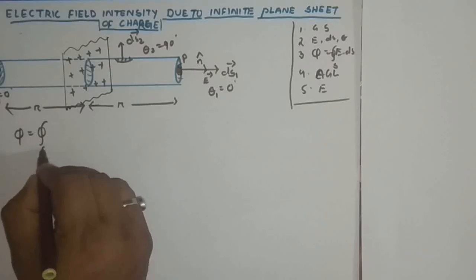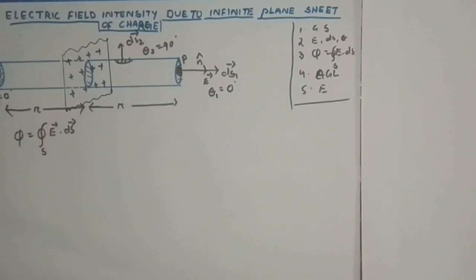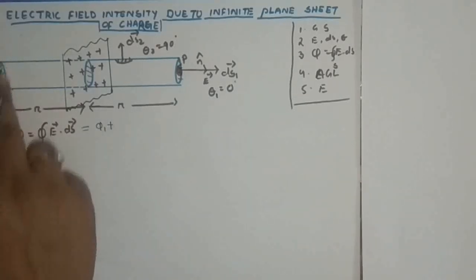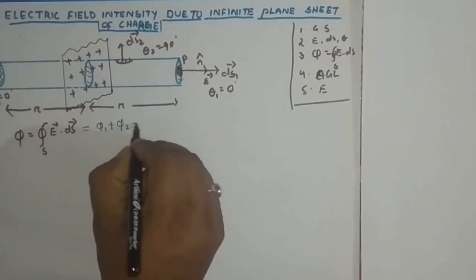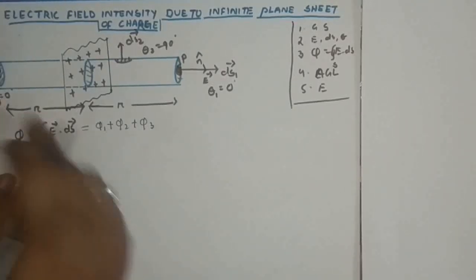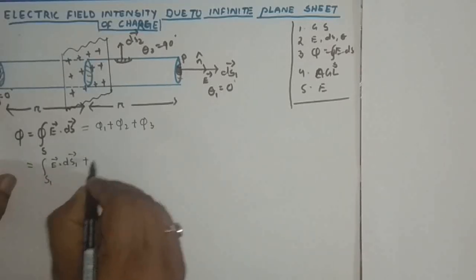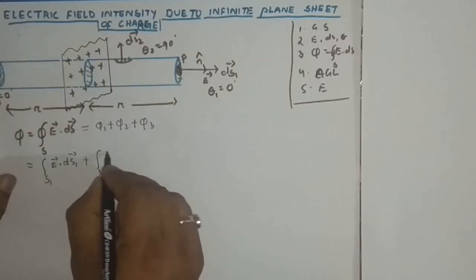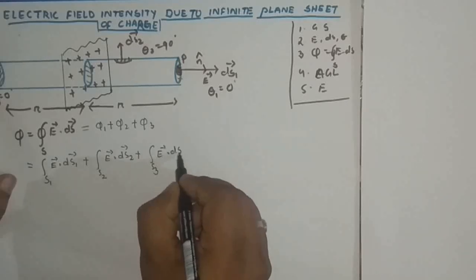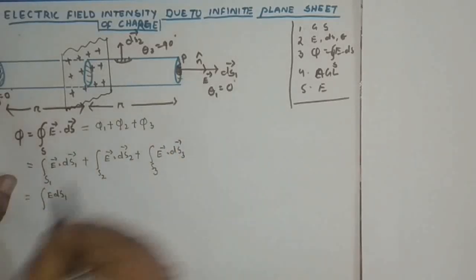I can break it. Let us write the formula first, that is E dot ds. Now I can break this into three fluxes. Phi 1 is due to this surface. Phi 2 is due to the cylindrical surface, and these two ends give phi 3. So if I write all these properly, it breaks into three surfaces: integral over S1 of E dot ds1, for surface S2 E dot ds2, for surface S3 E dot ds3. Now if I break the dot product, this is E ds1 cos theta 1, with theta 1 equal to 0.